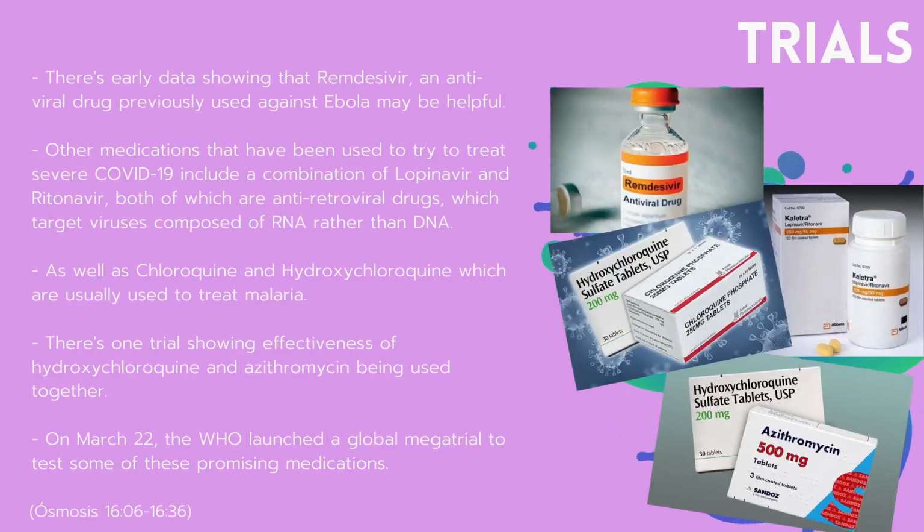Trials. There's early data showing that remdesivir, an antiviral drug previously used against Ebola, may be helpful. Other medications that have been used to try to treat severe COVID-19 cases include a combination of lopinavir and ritonavir, both of which are antiretroviral drugs that target viruses composed of RNA rather than DNA, as well as chloroquine and hydroxychloroquine, which are used to treat malaria. There's one trial showing effectiveness of hydroxychloroquine and azithromycin being used together. On March 22, the World Health Organization launched a global mega-trial to test some of these promising medications.